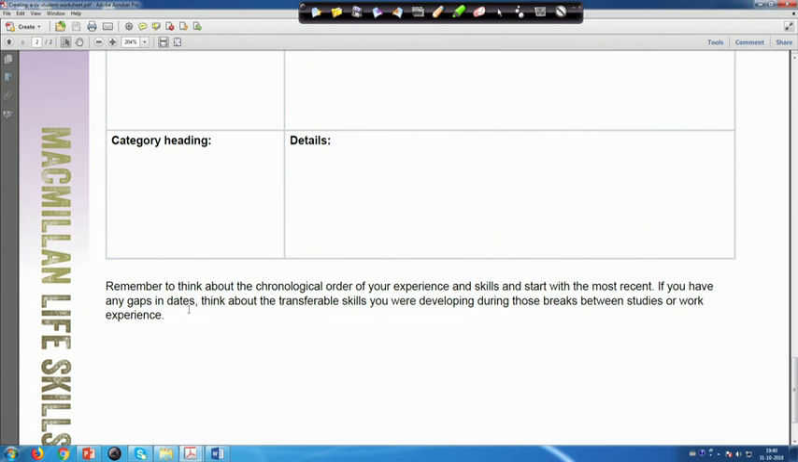And it is a good point here that if you have any gaps in dates, suppose you were unemployed between 16 to 17 or the 16-17 calendar year, then what did you do? Because at the time of interview you will be questioned on this. So, think about some transferable skills you were developing during those breaks between studies or work experience. Maybe you worked part time with a travel agency doing adventure tourism, which is the in thing nowadays.